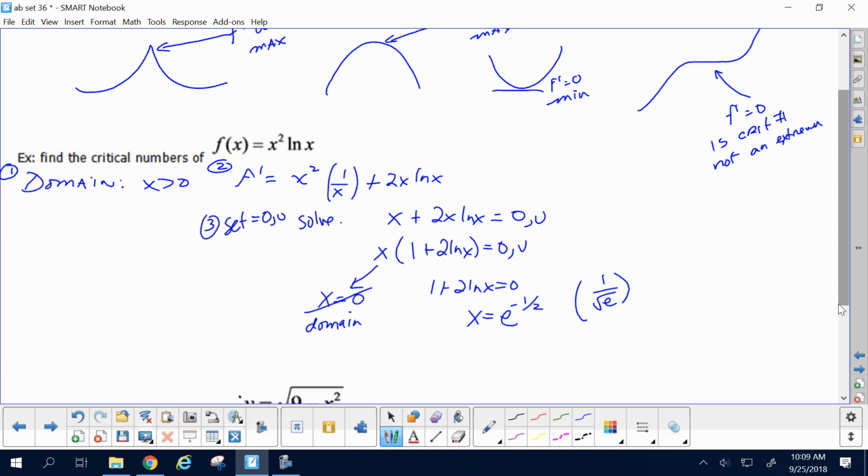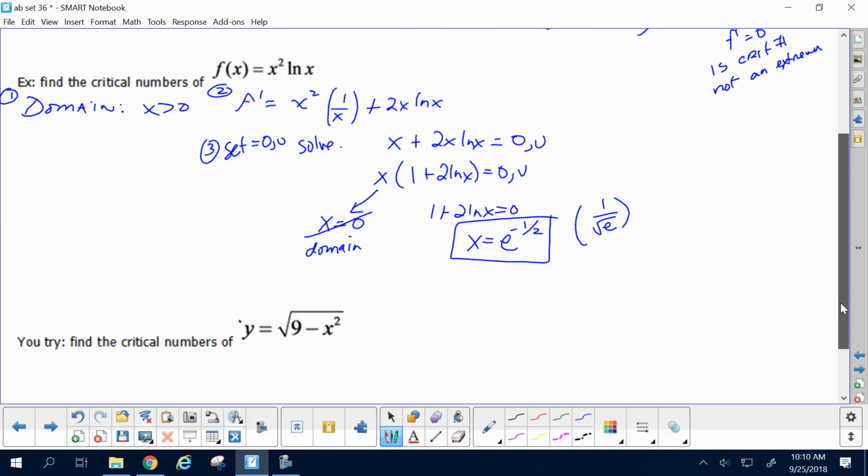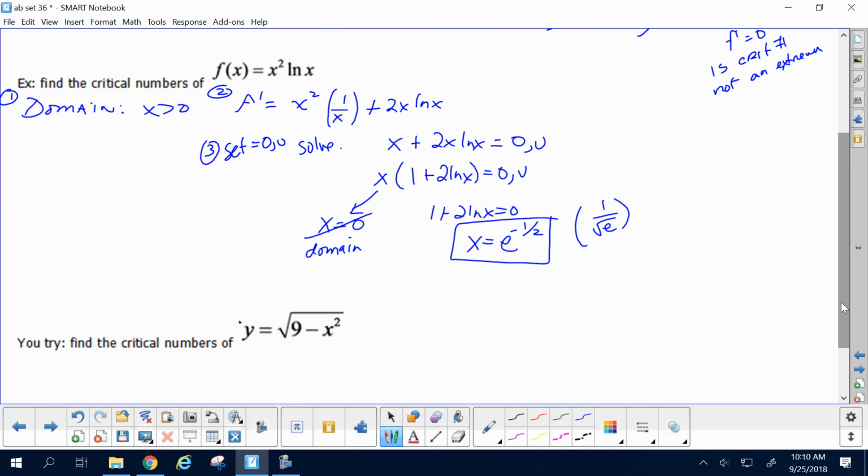All right, so is that in the domain? It is. That's a critical number. Okay? That's your answer then, wherever the derivative doesn't exist or is 0, critical number. Try one on your own, please.